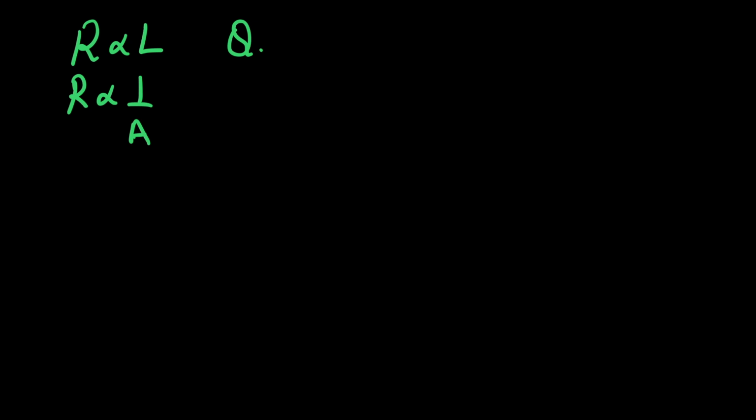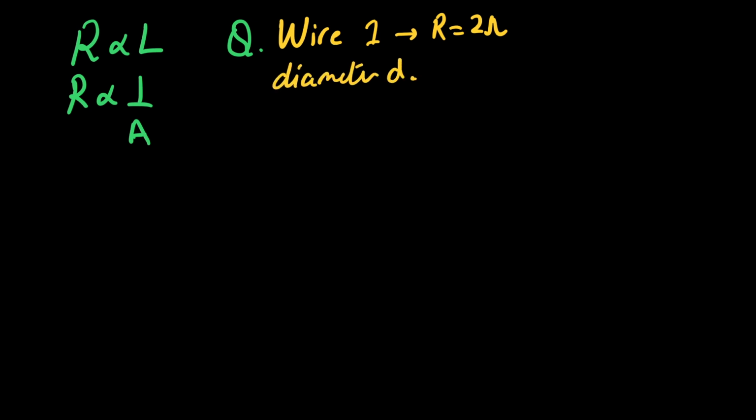So one question that I came across relating to this concept of resistance and length and area was that, let's say you have a wire of resistance 2 ohms. So we have wire 1, which has a resistance of 2 ohms, okay? And wire 1 has a diameter D, and wire 1 has length L.